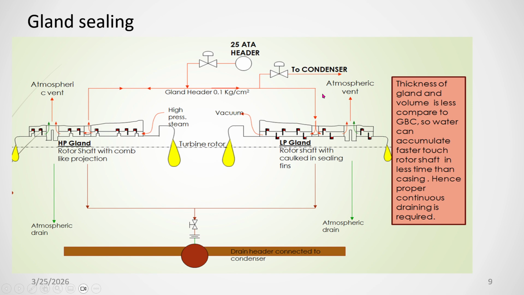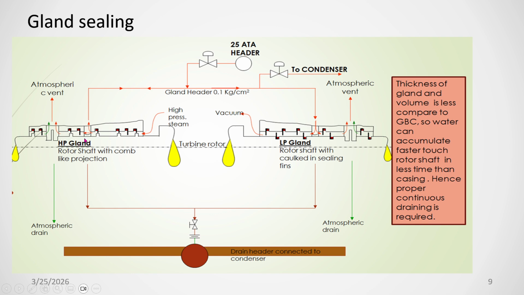But suppose the gland pressure has come down, and you cannot see any vent, then what will happen? This valve will close and this valve will open, so it will maintain the sealing. Another very important thing is that as the area of this gland and the clearances are very small, the heat transfer will be more, particularly on this side, and a lot of condensate formation will be there.